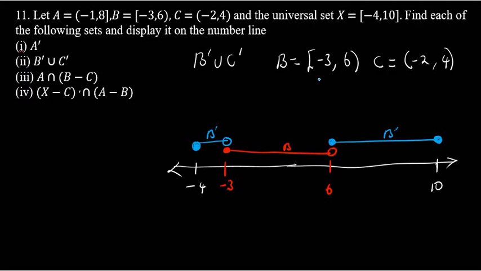Okay. Now let's also look at C. C, it's from negative what? -2 to 4. So both of them, they're not included. Like that. These are not included. This is C. So meaning that C complement, -2, it will be included in C complement.